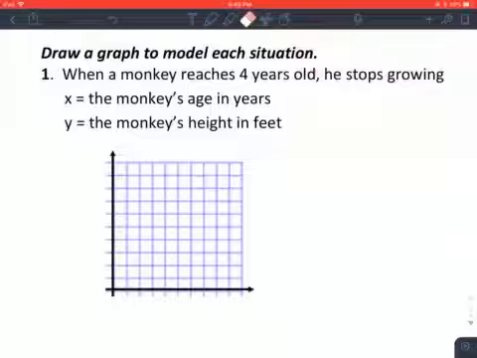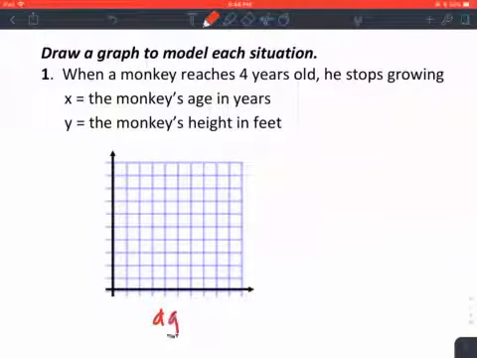So this first problem right here, it tells us to draw a graph to model each situation. It says when a monkey reaches 4 years old, he stops growing. The x-axis is the monkey's age in years, and the y-axis is the monkey's height in feet.